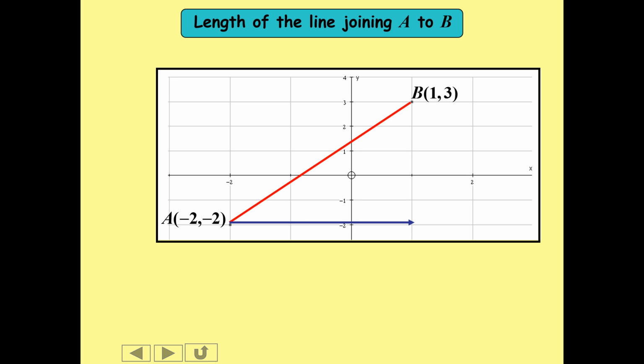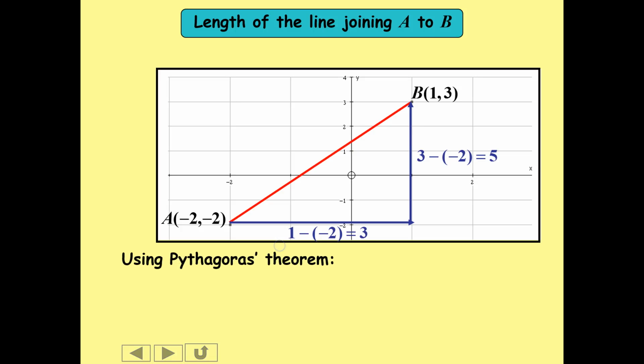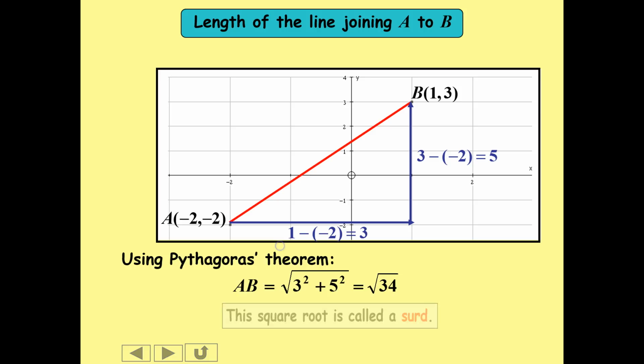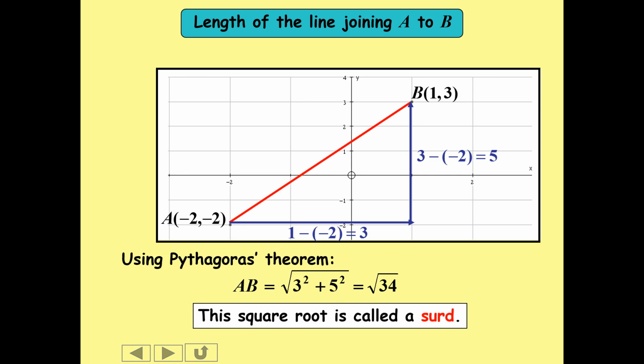To find the length of this line, it's the difference between the 2 x values, 1 and -2. 1 minus -2 gives us a distance of 3 units. Next we construct the vertical line, and to find the length of this line, it's the difference of the y values. In this case 3 subtract -2, which gives a distance of 5 units. Using Pythagoras theorem, this gives us the length AB is equal to the square root of 3 squared plus 5 squared, which equals the square root of 34. This square root is called a surd.